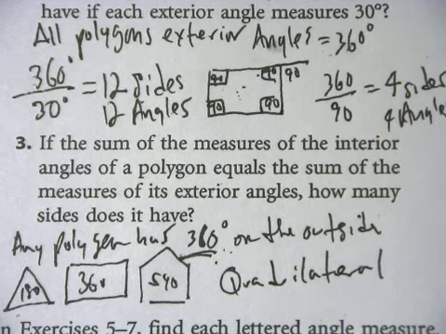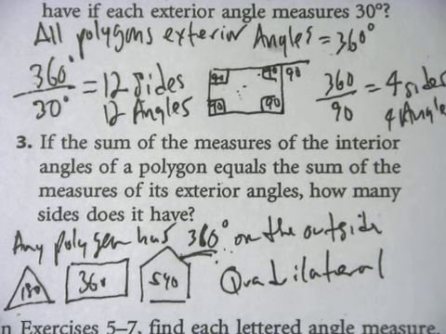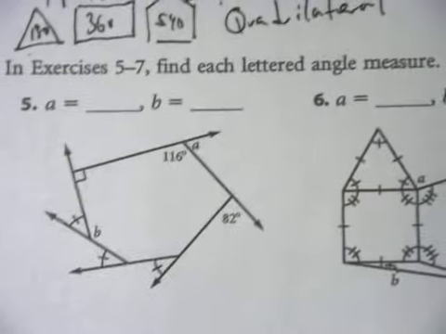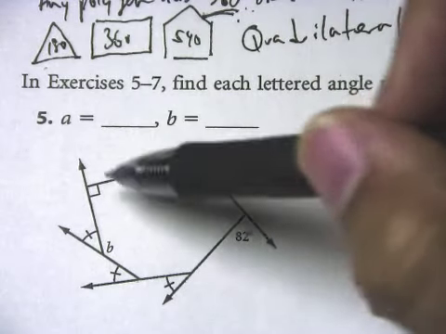And a quadrilateral can be a square, it can be a rectangle, or a quadrilateral of that sort. We're skipping number 4, and we're moving on to number 5.